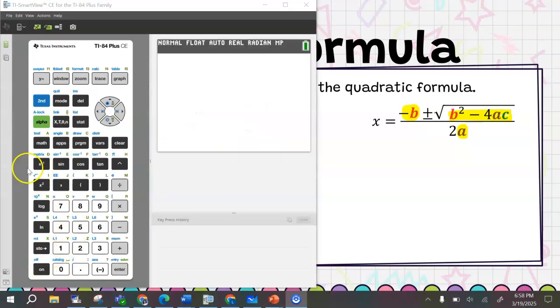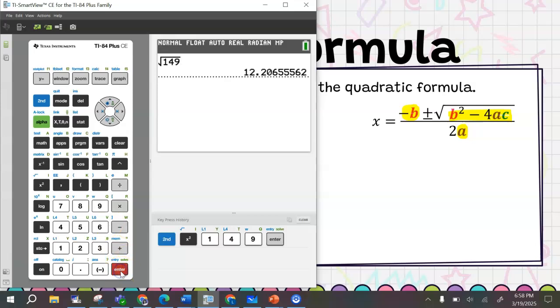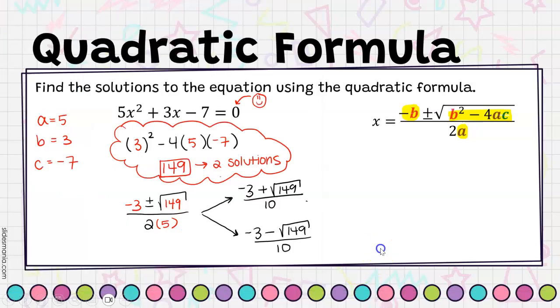To help you find that square root button, it is generally located right above the x squared button. So in order to get that square root, I'm going to press my second key and then that x squared button, and then I can type in whatever number I want to take the square root of. In order to get the answer, I have to press enter. Now, obviously, this is not a nice answer. We're going to just do our best to round this. So I'm going to round it to 12.2066.